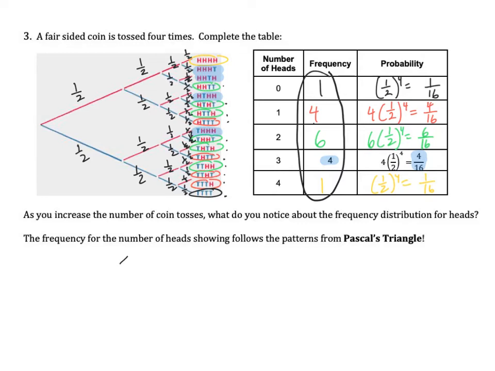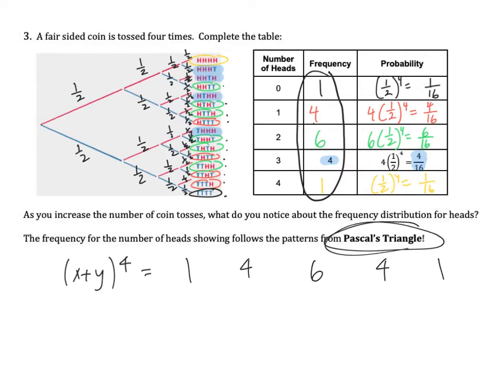We flipped the coin 4 times. Interesting. And we got the numbers 1, 4, 6, 4, 1. What does that look like? Hopefully you recognize that that is indeed the numbers of Pascal's triangle. So Pascal's triangle is coming back, and it will be useful in these binomial probability problems. All right, let's move on and try the next one.